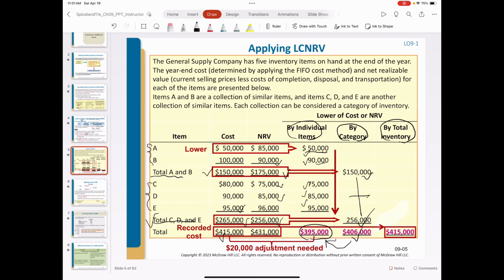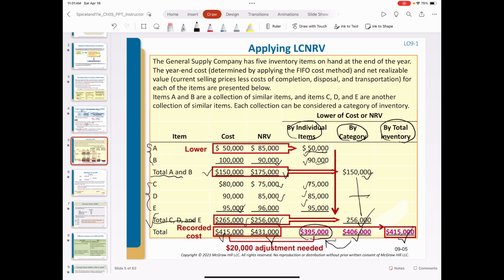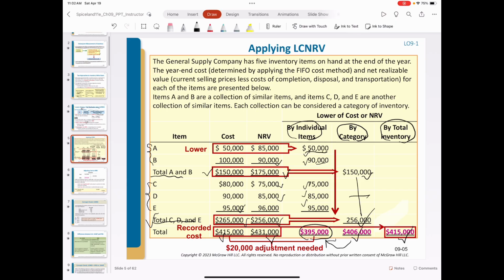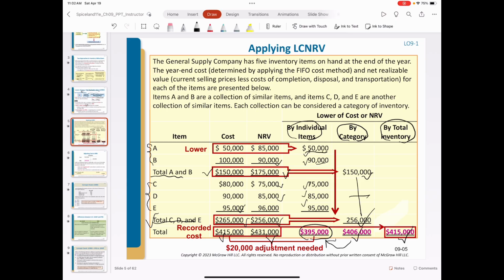We can also apply it to the total. Total NRV was 431, which is greater than the book value. So we keep using the book value. See, the application at different levels will have different impacts on the financial statements. So you should know the methods the company applied for their inventory. And the journal entry is also very simple.